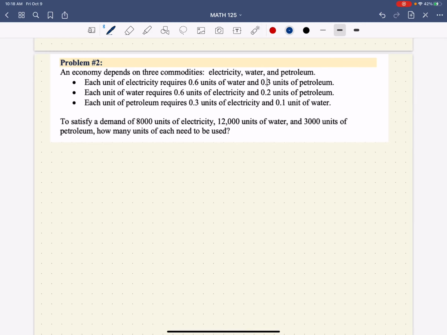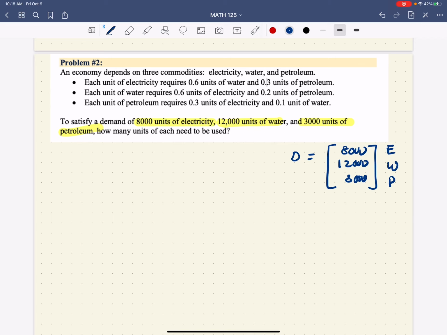Okay, so what we have here is another input-output type problem where we have three commodities that are interdependent on each other, and we want to know how many units need to be fed into this system so that we end up with 8,000 units of electricity, 12,000 units of water, and 3,000 units of petroleum. So right away, I'm going to label this as my demand. So that means this is going to be 8,000, 12,000, and 3,000. Okay, and that is electricity, water, and petroleum.